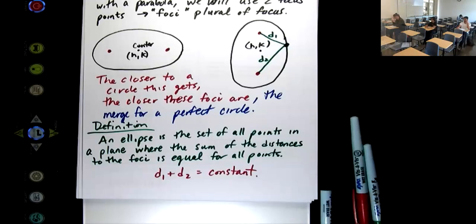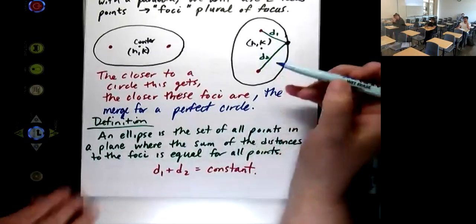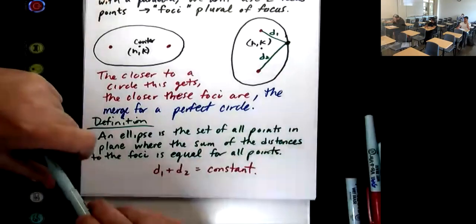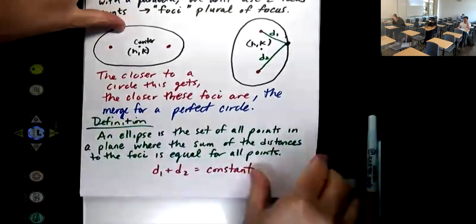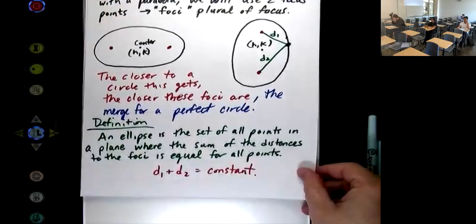The major axis. How do I want to describe this? Maybe I should draw another picture without all this writing on it. Does anyone need this up longer? I see some people writing. I'll pause for a second.